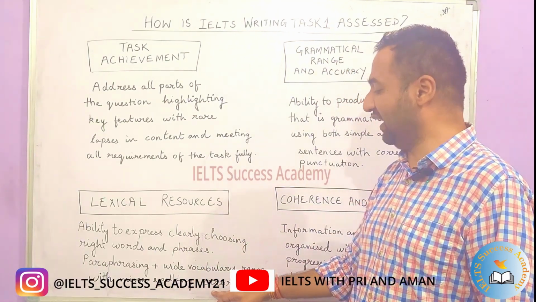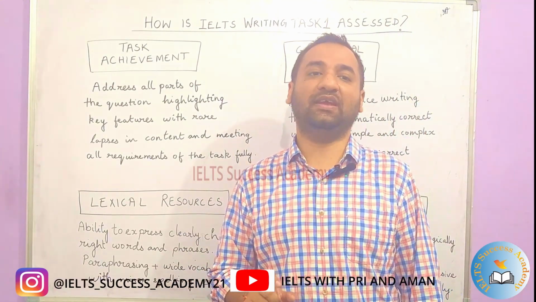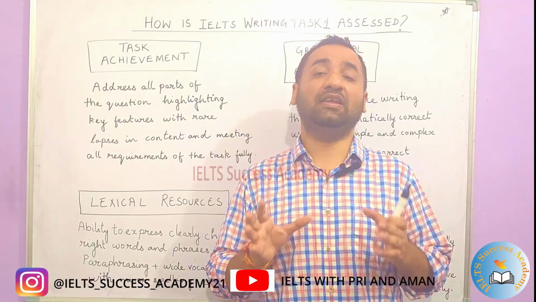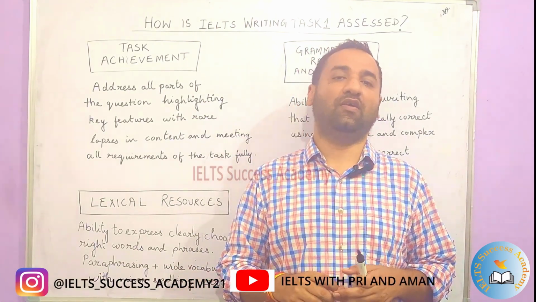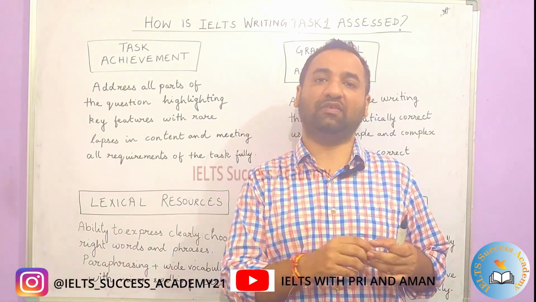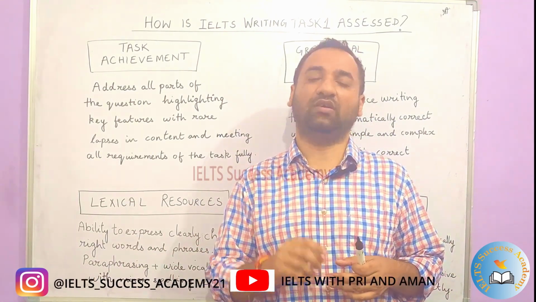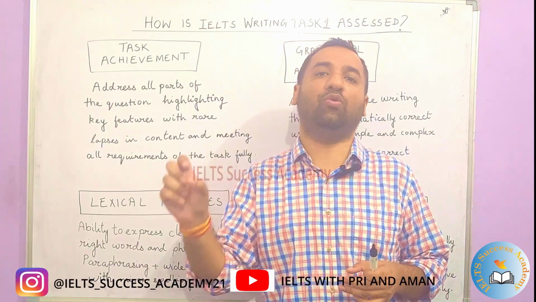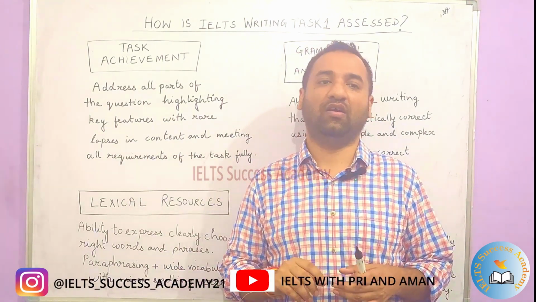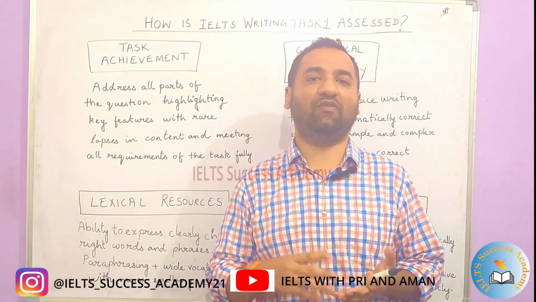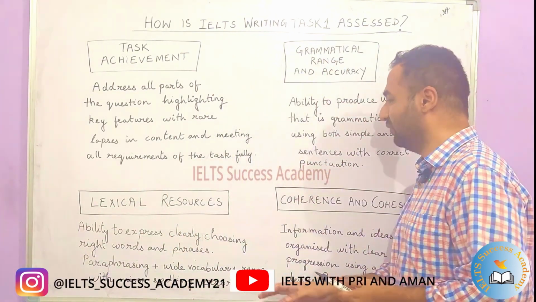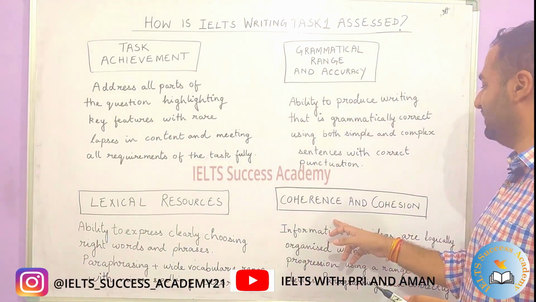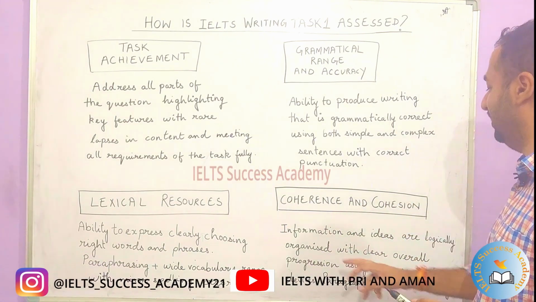With minor spelling errors. Minor spelling errors means very few spelling mistakes. Don't write, for work, WOREK. The spelling of work is WORK. Now the fourth point is coherence and cohesion.